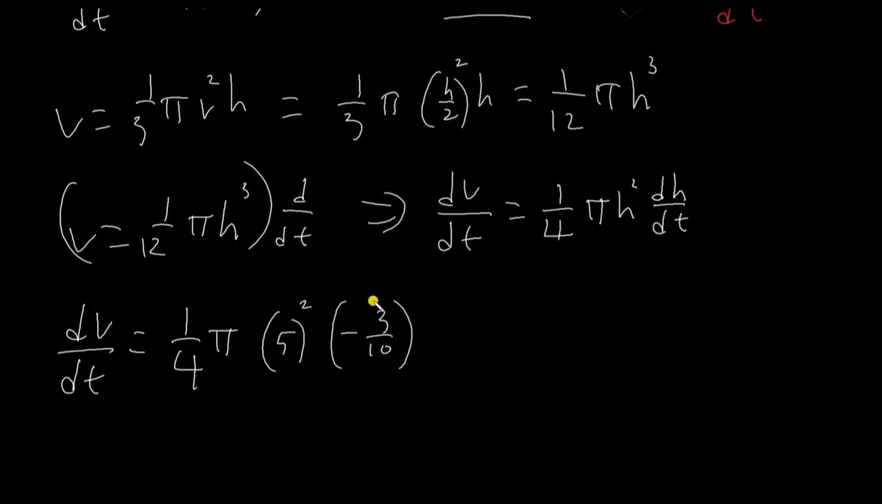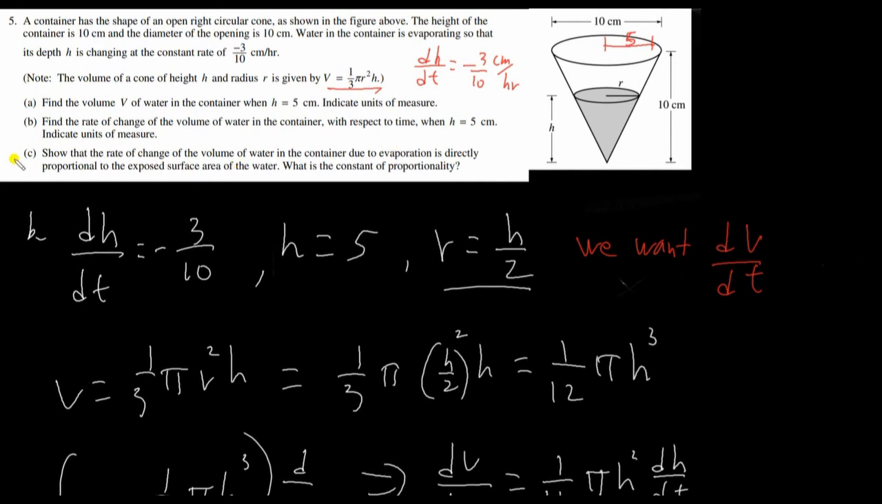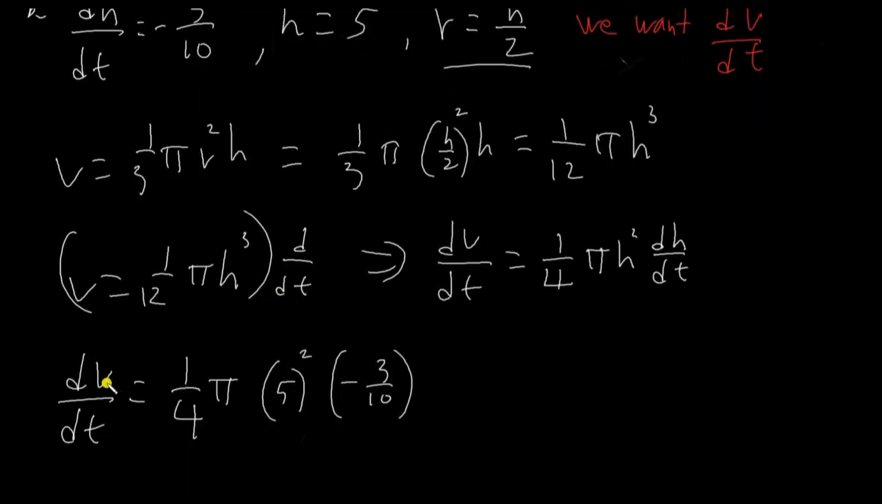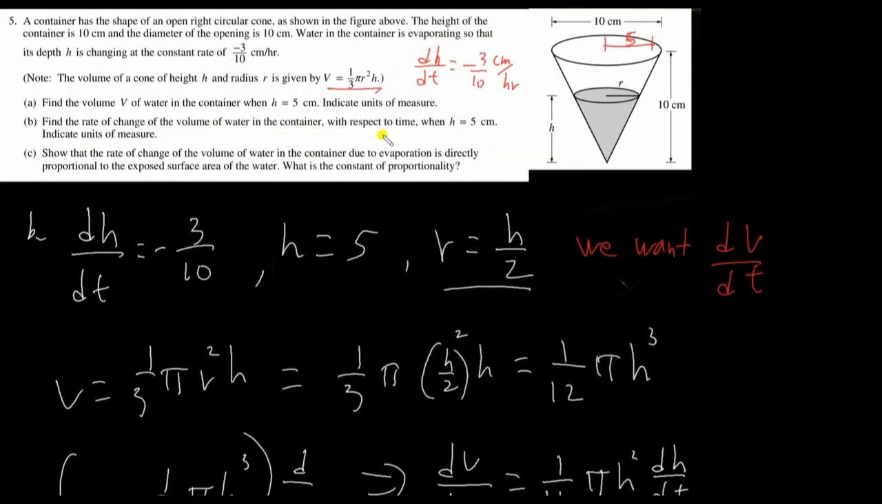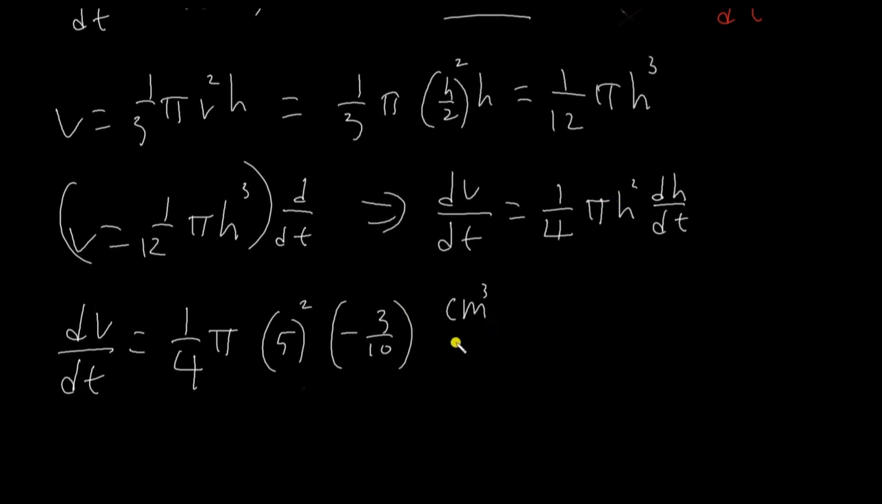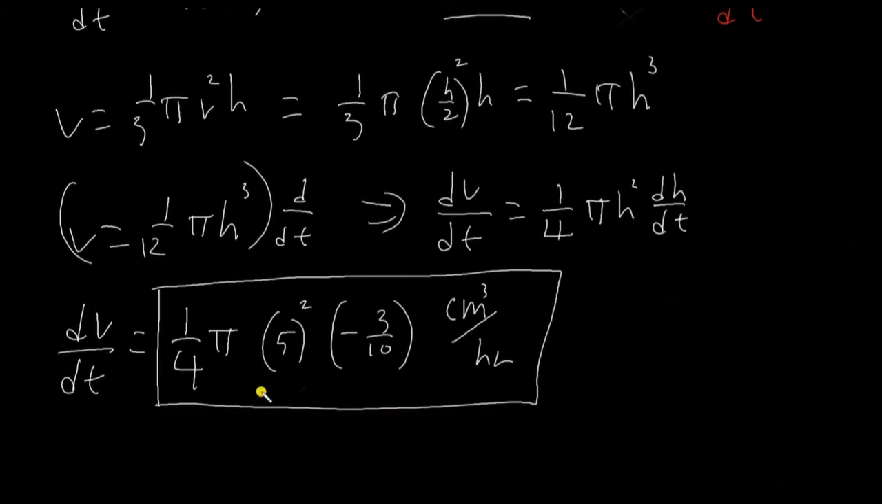And then for our units, because I think they asked for units as well, right? Yeah, they wanted units of measure. We want to find the rate of change of the volume with respect to time. So it's going to be the units for volume divided by the units for time. What's the units for volume? Well, the units for volume are centimeters cubed. And what's the units for time? I think time is in hours? Yeah, it's in hours. So this is the rate of change of the volume with respect to time.